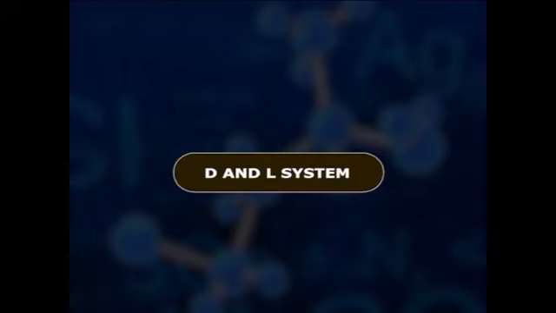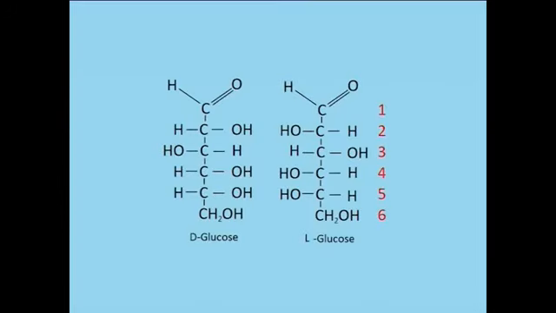Now let's look at the D and L system. The configuration of H and OH groups is changed and the two mirror images are produced. The groups on the second, third, fourth and fifth carbon atoms are totally reversed so as to produce mirror images. These two forms are also stereoisomers. These sugars are naturally occurring sugars and the body can metabolize only these sugars.